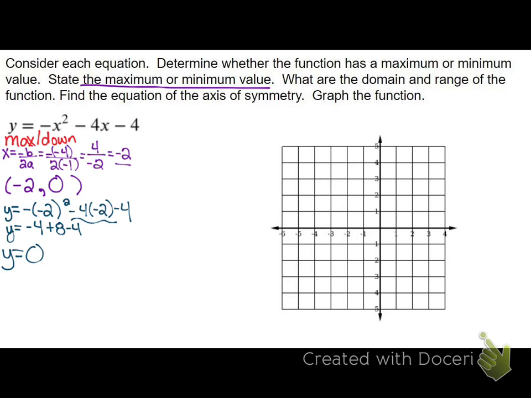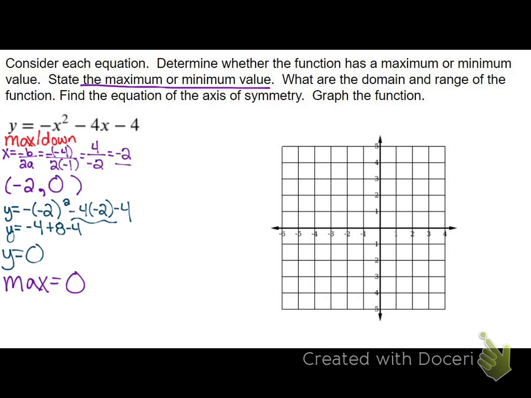Okay, so can I state the maximum value now? Yeah. So as my maximum value, what's that going to equal? Negative 2 comma 0? No. My maximum value is just the y part of my ordered pair. So what's my maximum value? Just straight up 0.